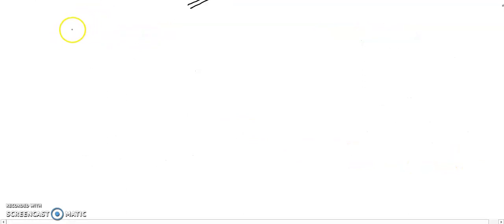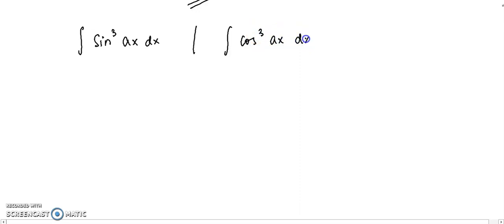Now let us proceed to the integration of trigonometric functions. We are actually going to integrate the function of sine in the form of sine cubed ax, or it might be in the form of cos cubed ax. Focus on these two types of integration. For this integration, I'm going to share with you 3 steps: step 1, step 2, step 3. Step 1, I will split.